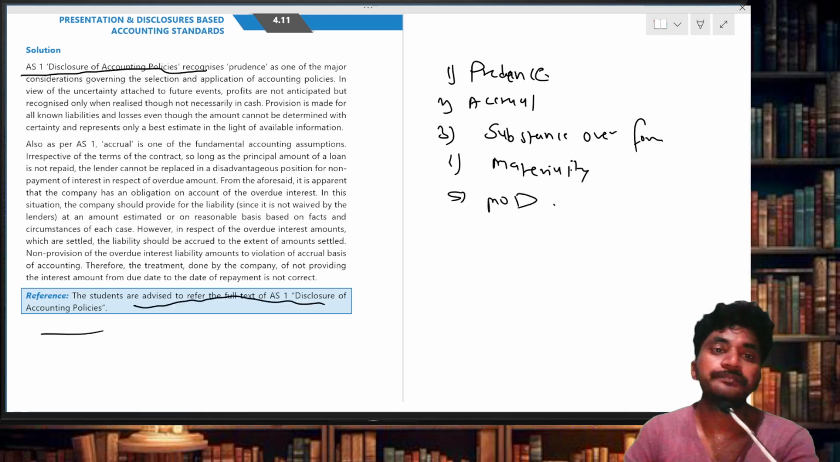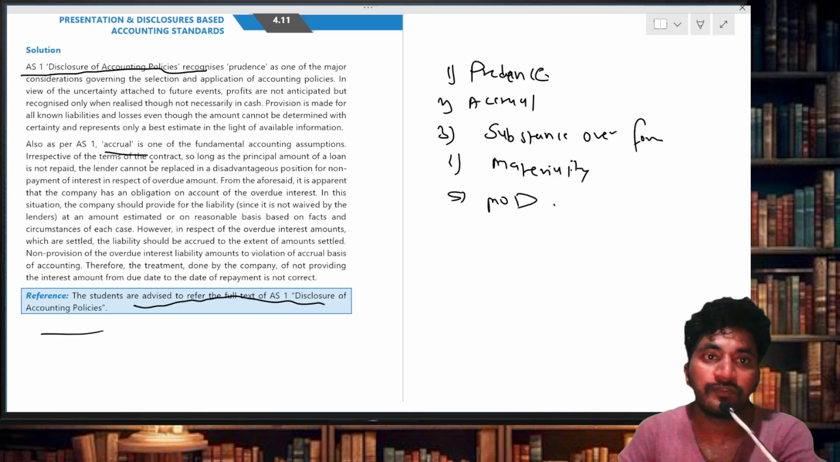Accrual, the fundamental assumption, irrespective of the terms of the contract. So long as the principal amount of the loan is not repaid, the lender cannot be placed in a disadvantageous position for non-payment of interest in respect of the overdue amount.